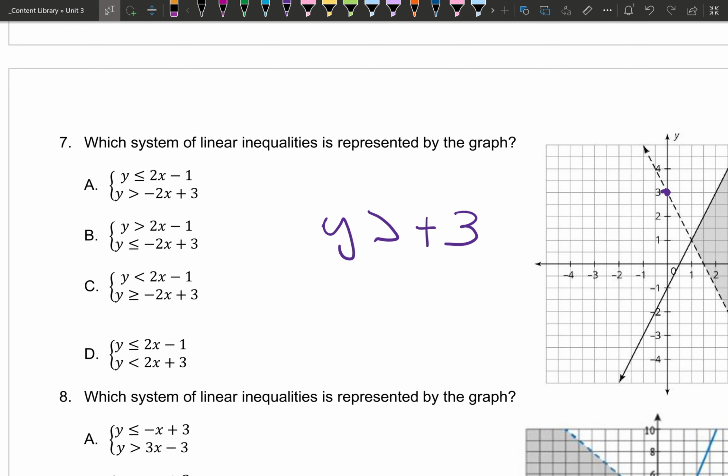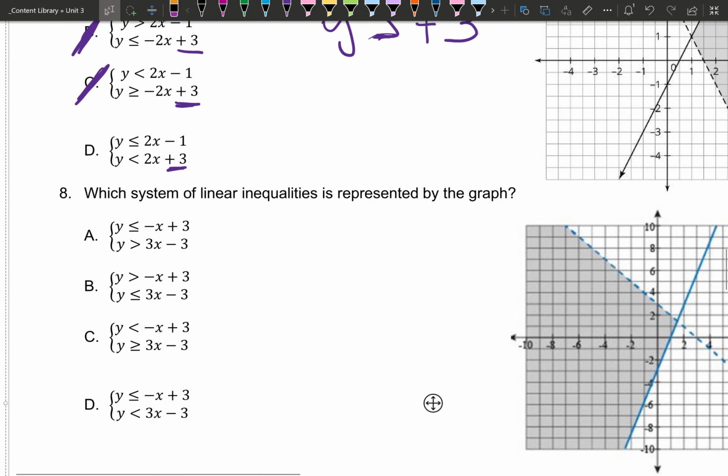So what I'm going to do right now is cross off anything that doesn't have a +3 and y is greater than. So has a +3, has y is greater than. Okay, has a +3, no y is greater than. +3 has an or equal to. Okay, letter A. That was easy.